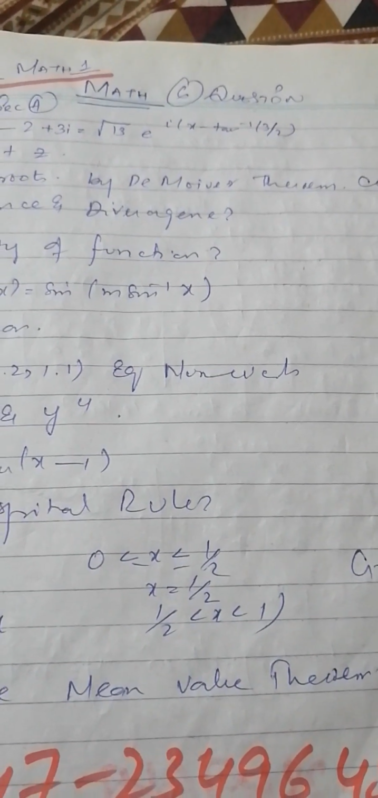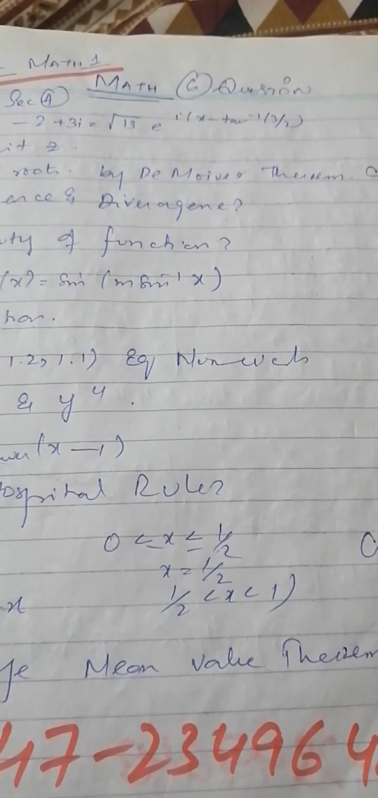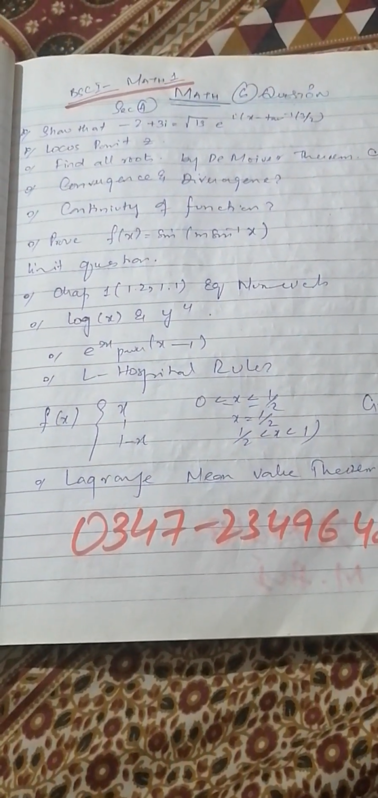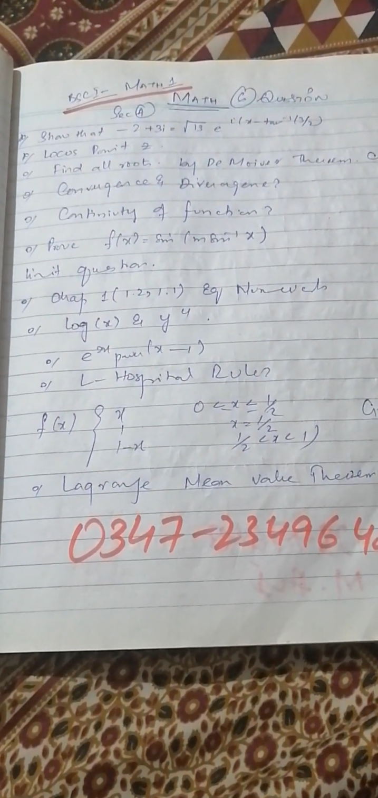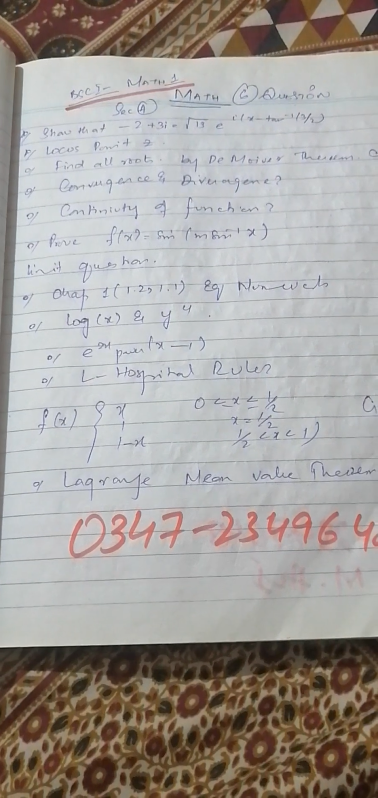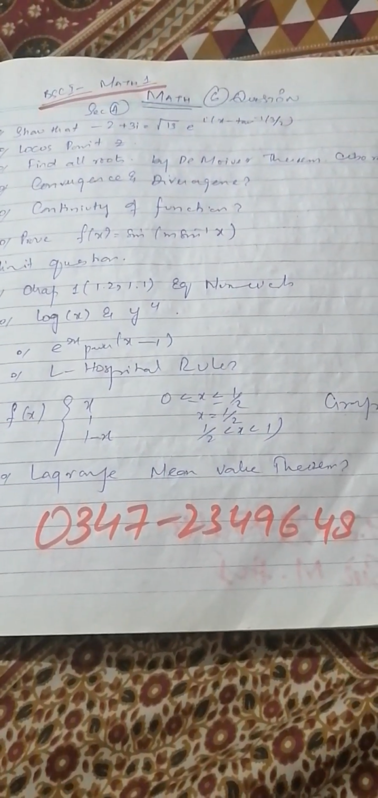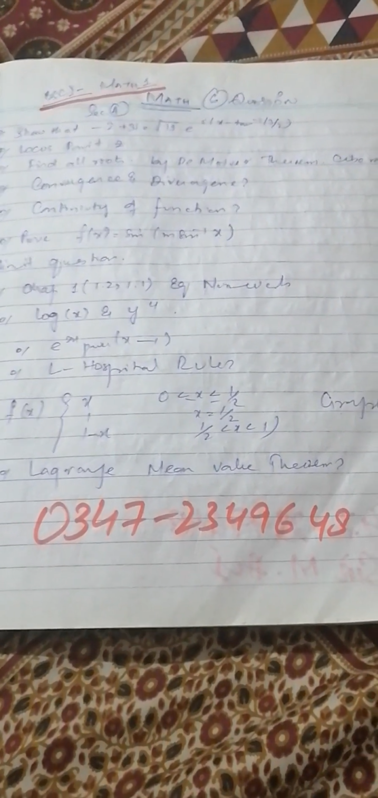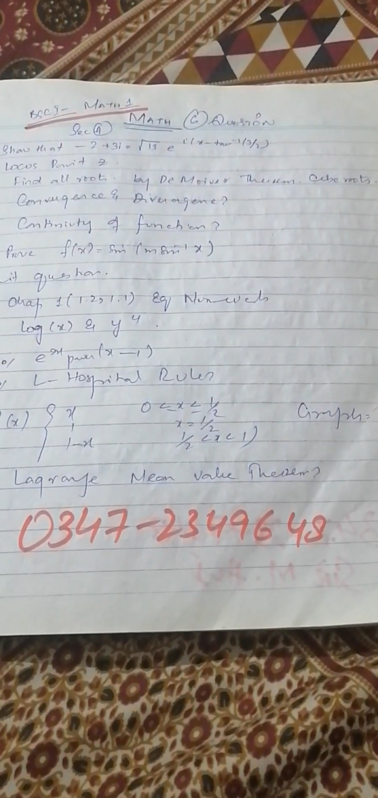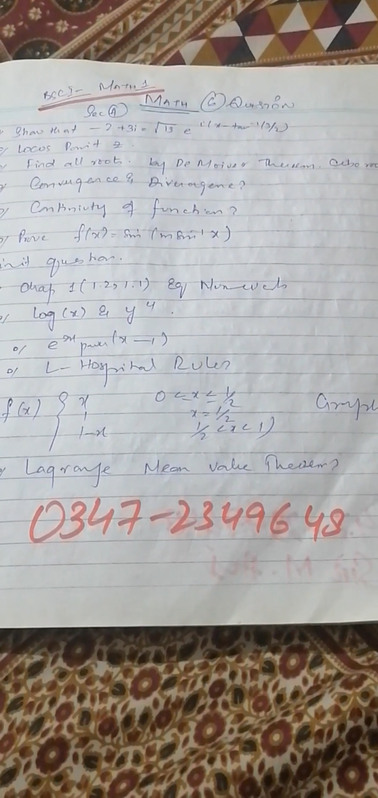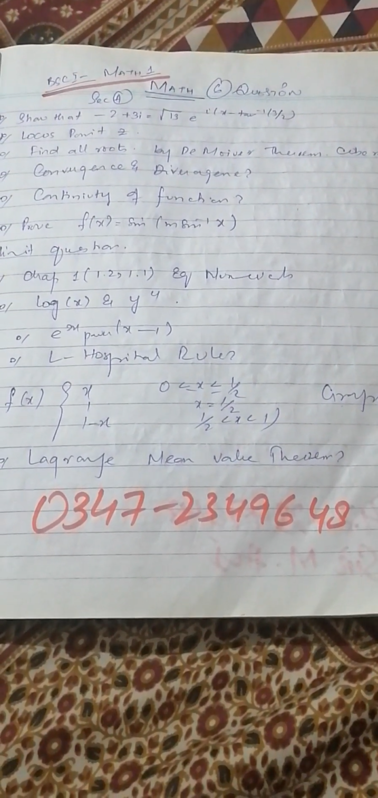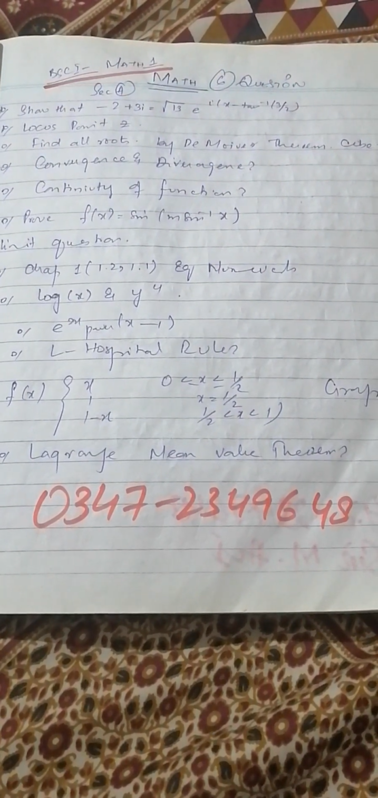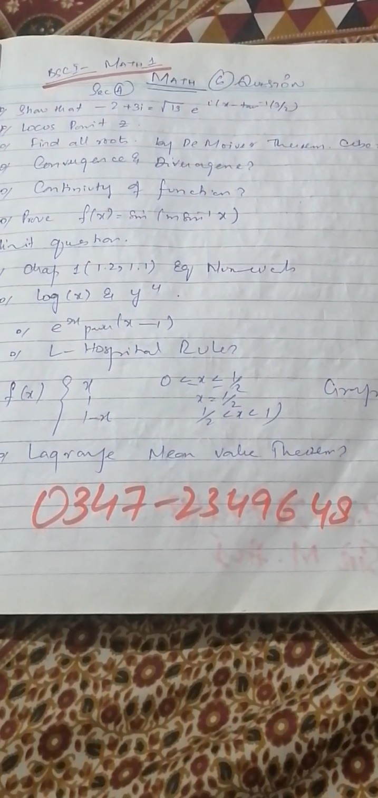Okay, let's start from the BSc part 1 paper. This is a question: show that minus 2 plus 3 iota. Iota is a main topic of mathematics. Locus of point Z, find all roots by De Moivre's theorem. Cube roots, convergence and divergence, continuity of function. I have mentioned the topics, so you may do the questions yourself.